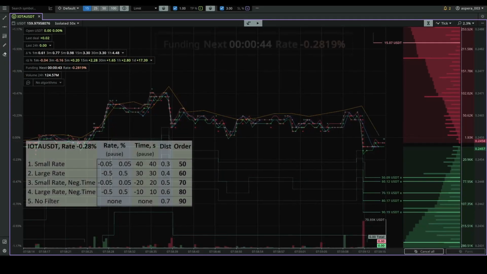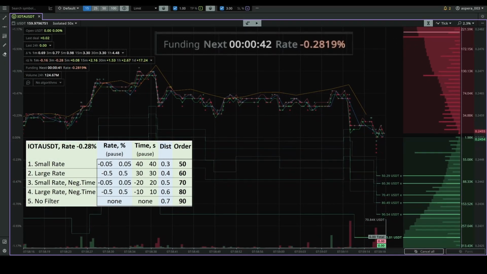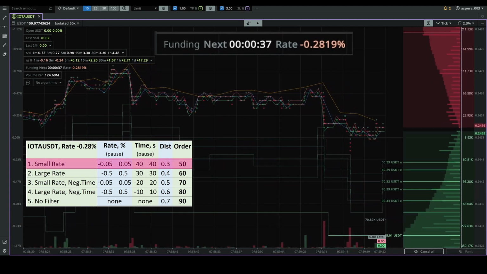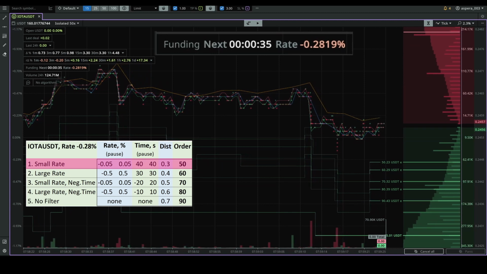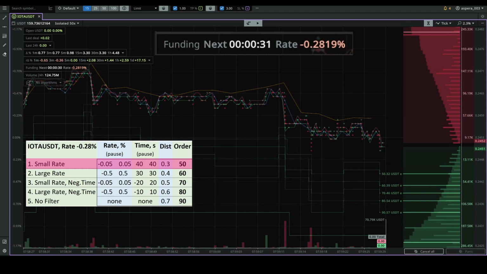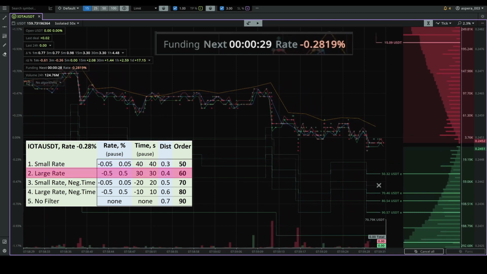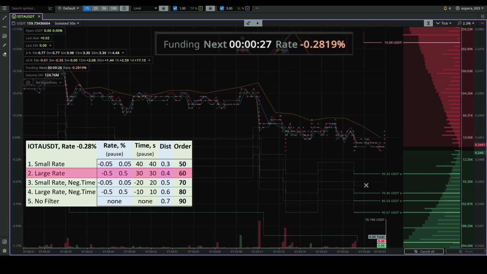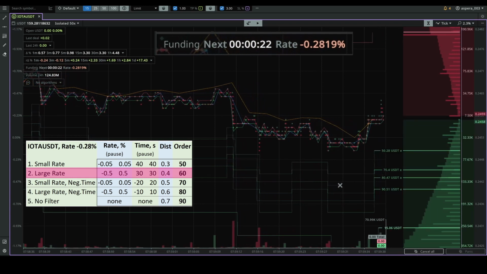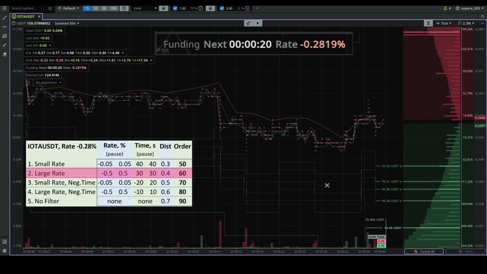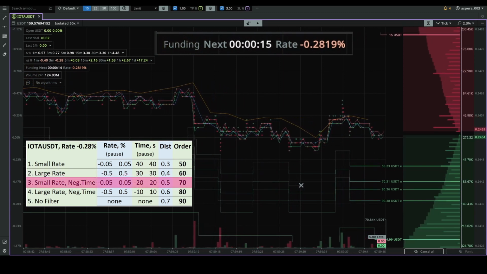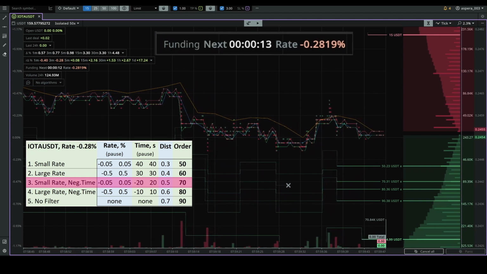Here we have all the orders running. At 40 seconds to funding, nothing happens. The 50 USDT order is not cancelled because the actual funding rate is not within the range. So the time does not matter in this case. At 30 seconds to funding, the 60 USDT order is cancelled. The actual funding rate is within the range, and the positive time value of 30 seconds actually works. At 20 seconds to funding, again, nothing happens to the 70 USDT order.